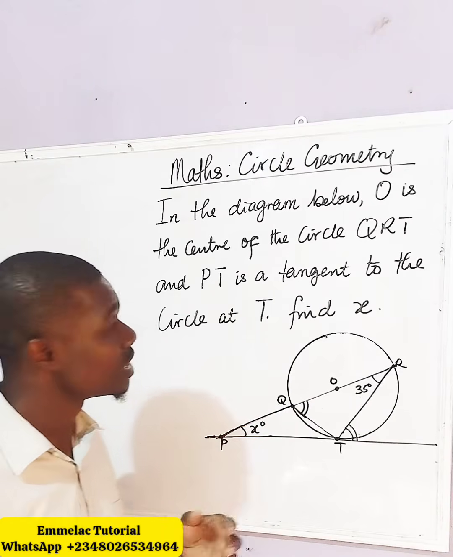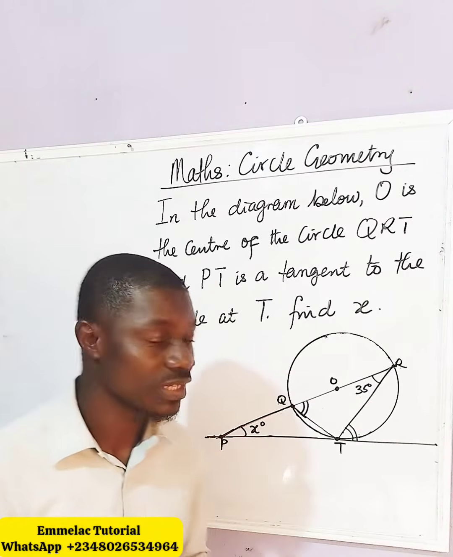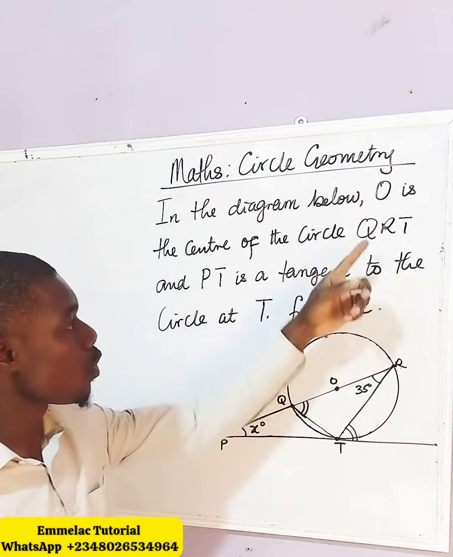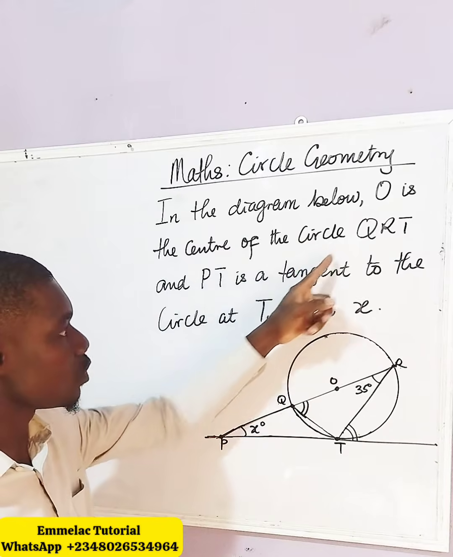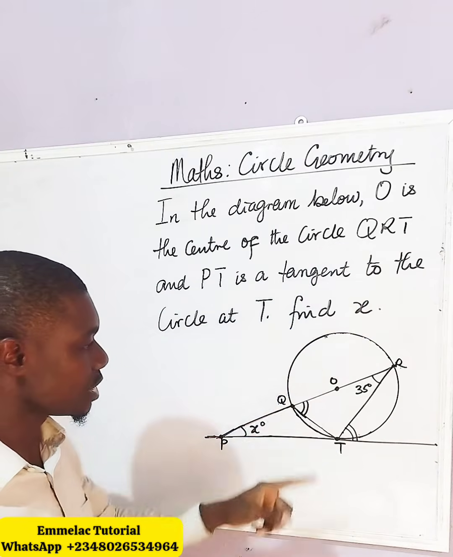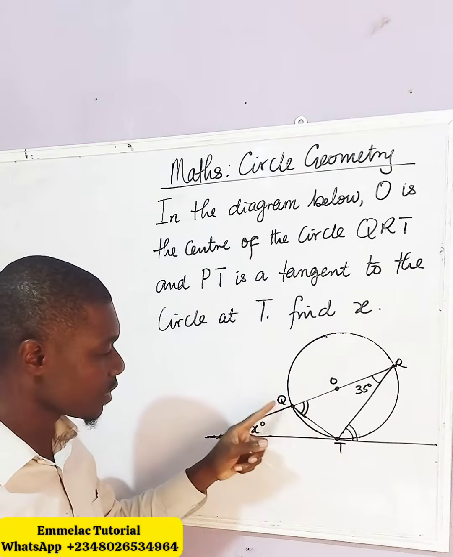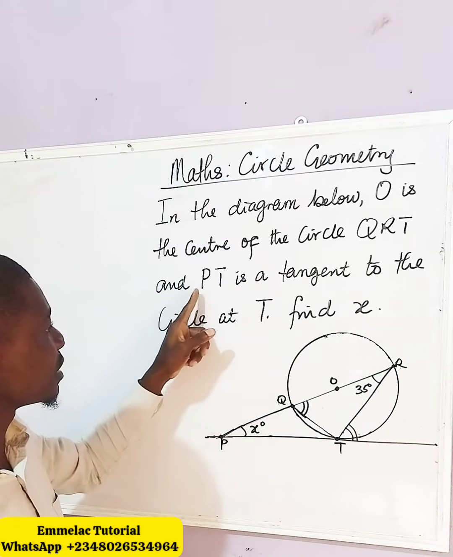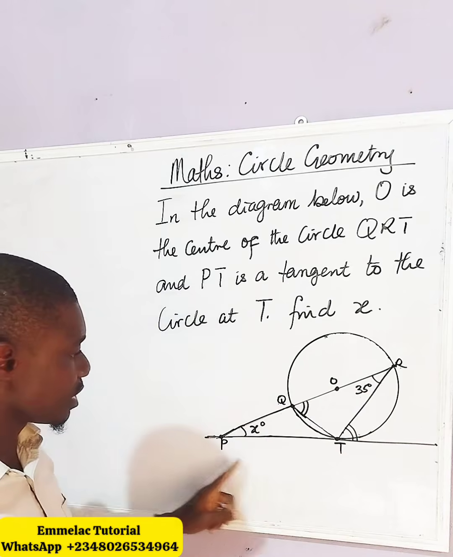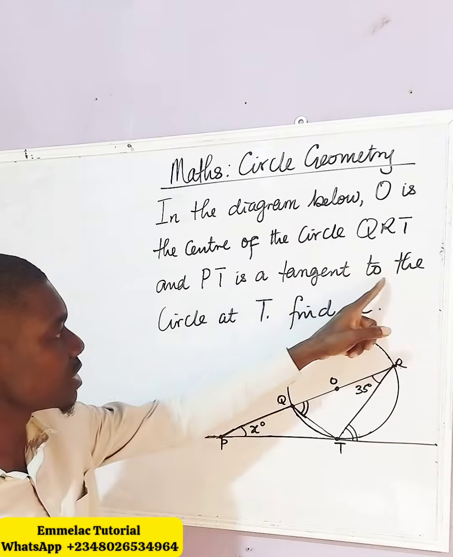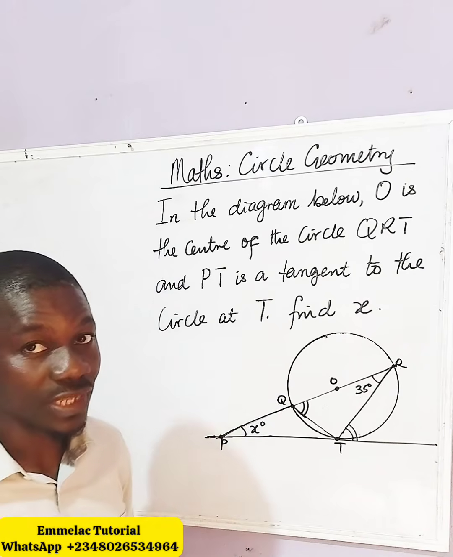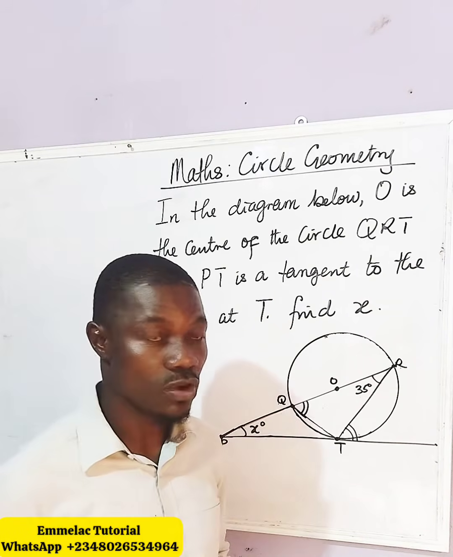Now before us, this question is circle geometry, and it shows that in the diagram below, O is the center of the circle QRT. This is O here, which is the center. This is Q, R, and T. And PT is a tangent to the circle at T. We are told to find the value of X. Alright, so how do we go about it?